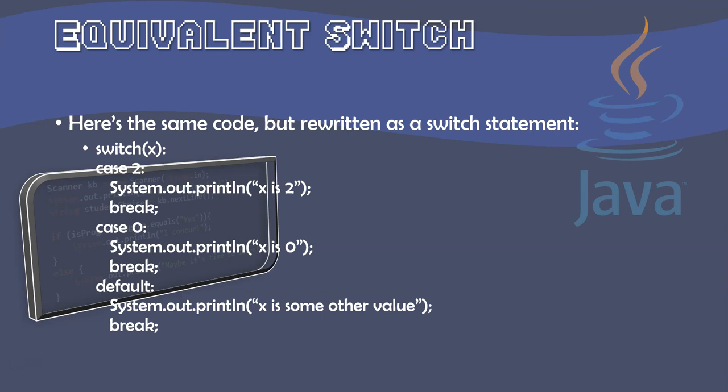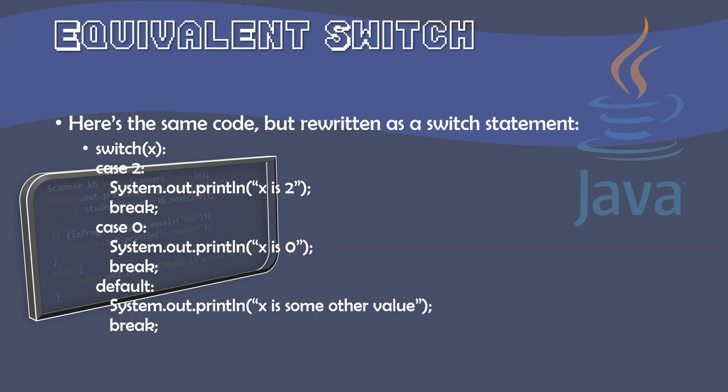So we don't have to necessarily plug in a number there because we can use a variable. And then what the case statements are going to do is evaluate what value is actually in that variable. So I have case 2, case 0, because remember we had if x equals 2, x equals 0. Here, it's the same thing. We have System.out.println x is 2, break, case 0, System.out.println x is 0, break. And then we have our default.